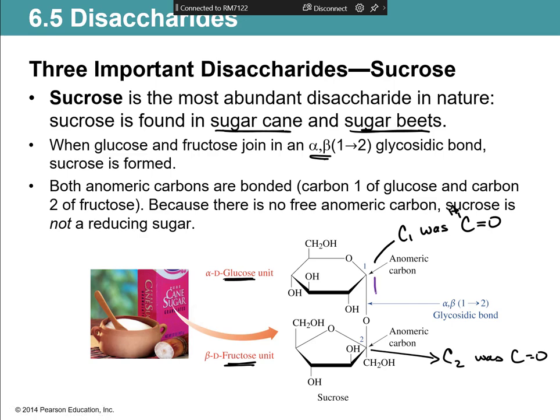So see how this one is going down. That is why this is called alpha. But this one is going up, which is why they call it beta. So that is why this one is called an alpha beta 1 to 2. And that's the only one that ends up, those two sugars kind of look like they're stacked.